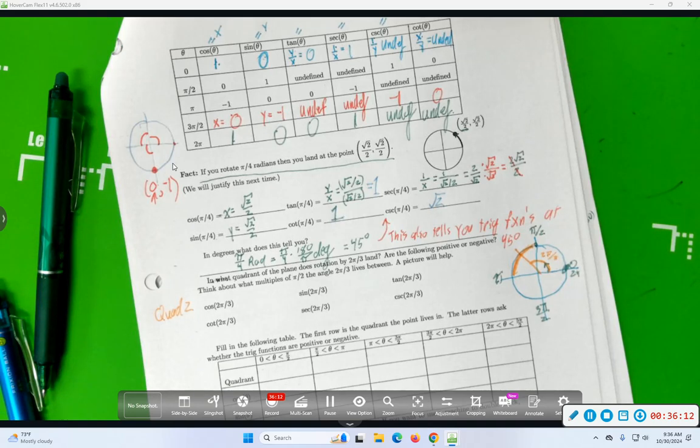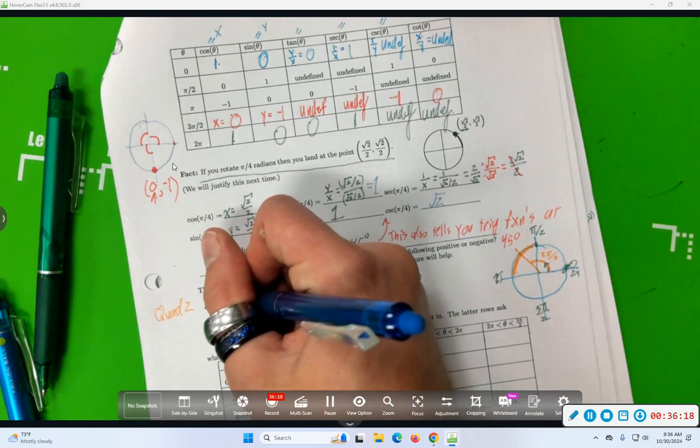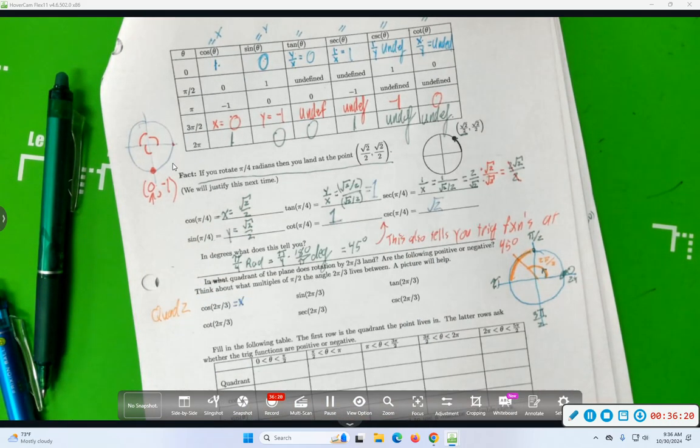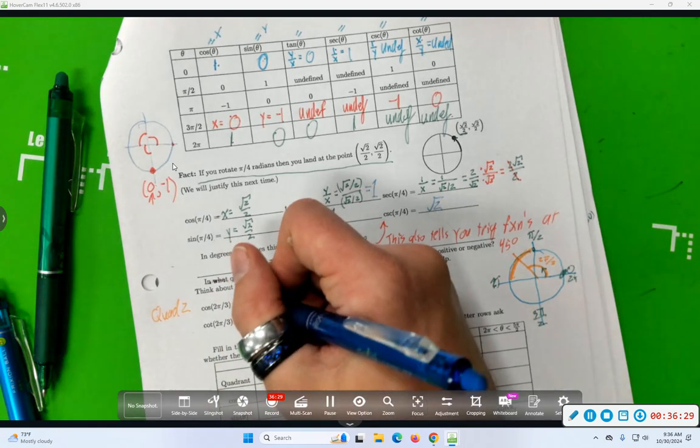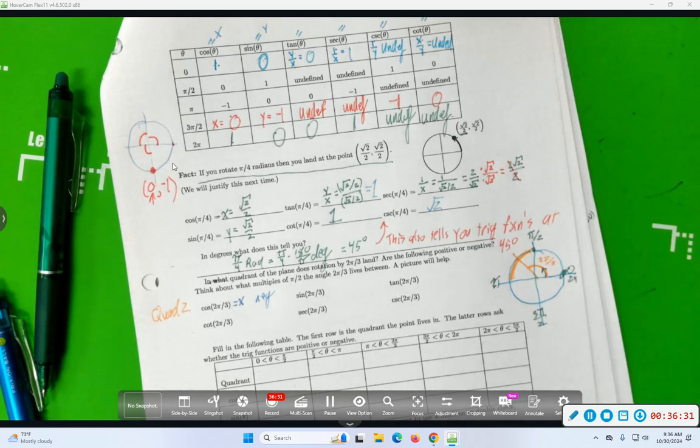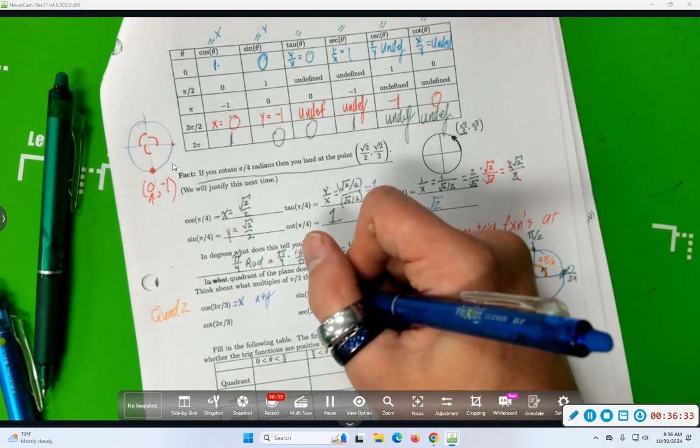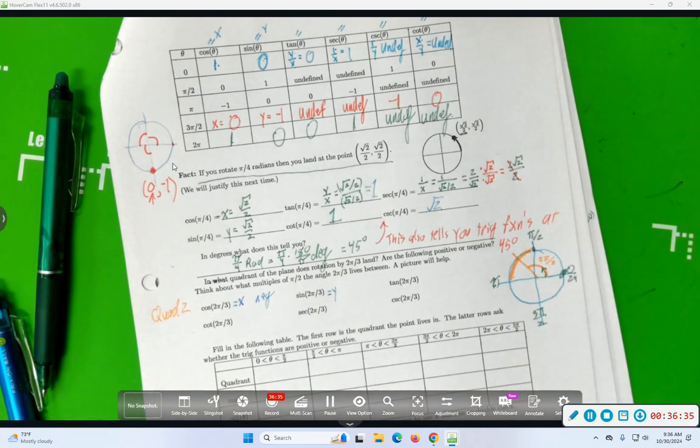All right. So I now just want to know if the trig functions will wind up being positive or negative. So cosine of 2 pi over 3 is the x coordinate. In quadrant 2, is the x coordinate positive or negative? Negative. Sine is the y coordinate. I hear a positive?